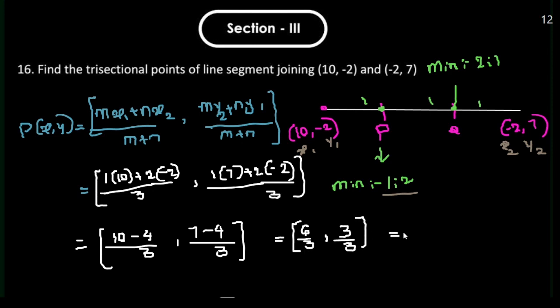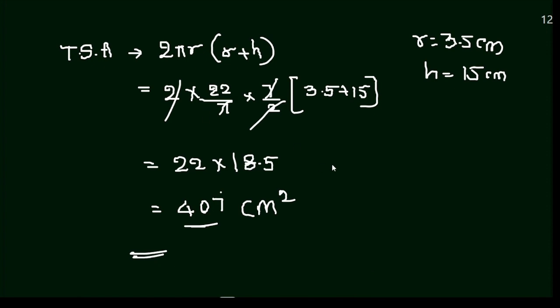So the point P is nothing but P(x, y) is nothing but 2 comma 1. So this is this point. So P is nothing but 2 comma 1. Then what about Q? The same formula we can use for Q too. So what is Q?